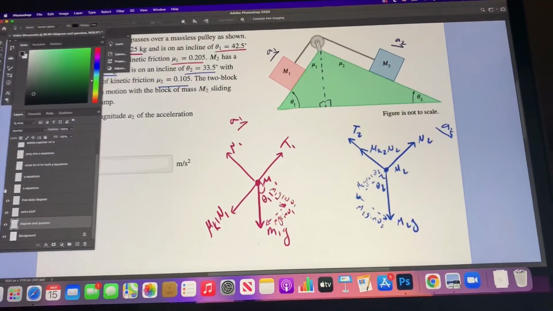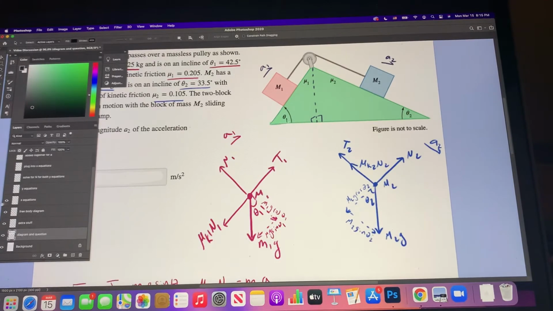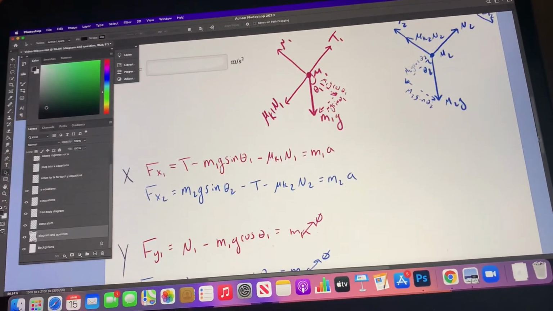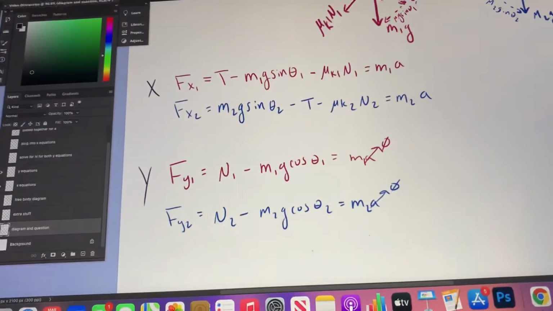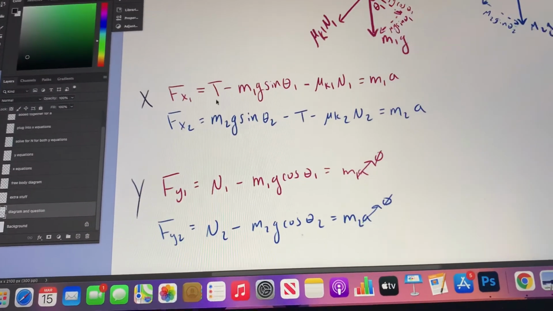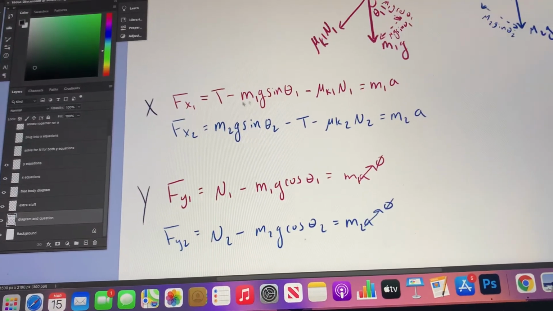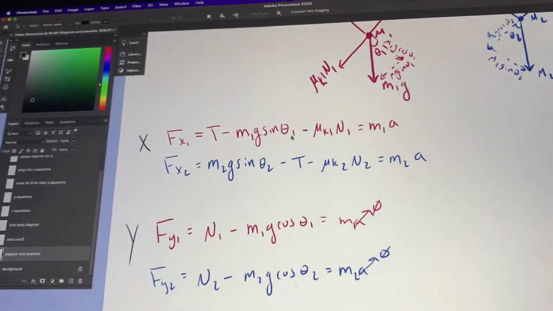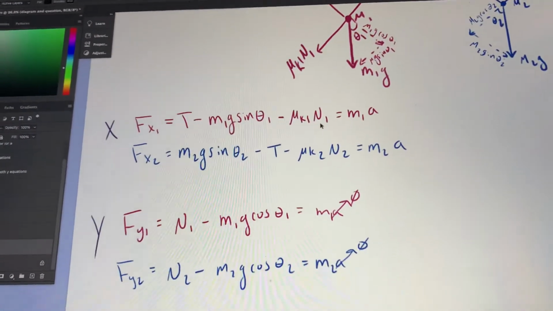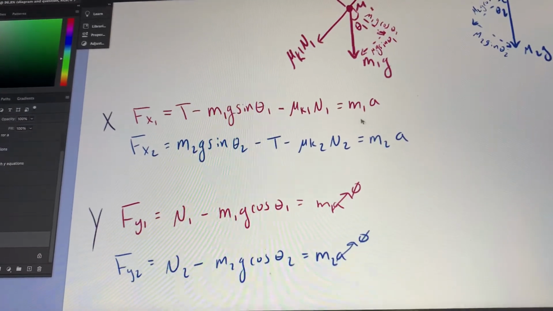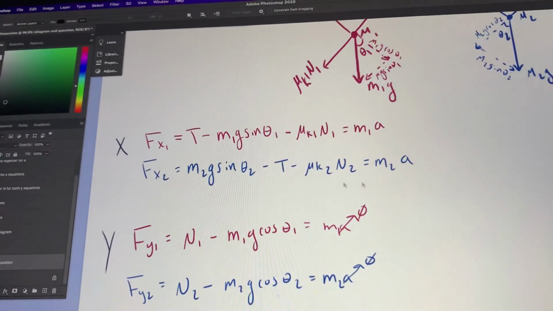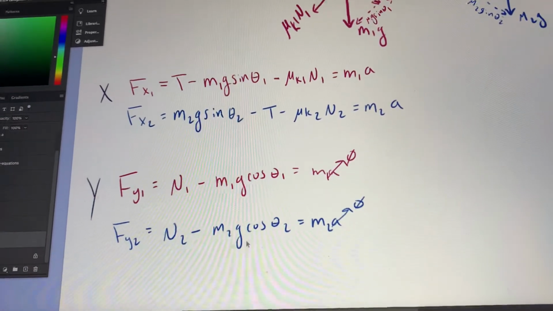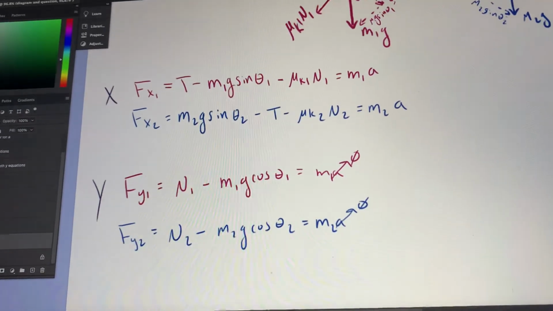So after that, I would write out the Newton's second law equations for the x and y components of each mass. So for x, we have F of x is tension minus mass 1 times g sine theta 1 minus mu k1 times N1 is equal to mass 1 a, and then the same thing for mass 2. And then we have the y equations for the two masses.